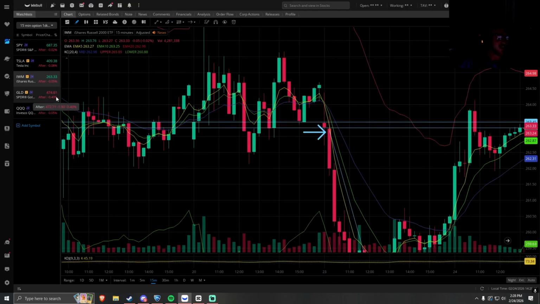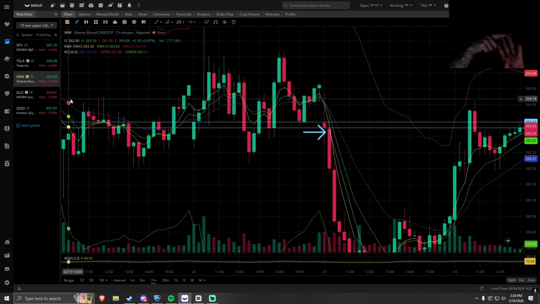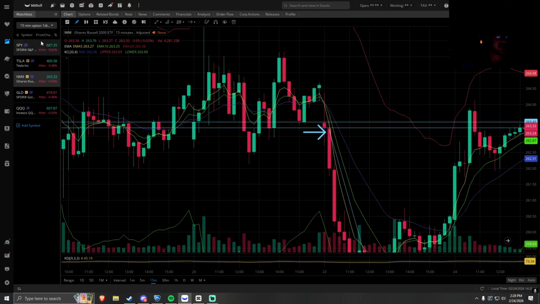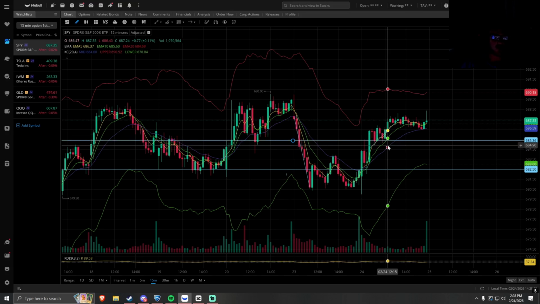But these are the 5 tickers that I trade this strategy with. It's SPY, Tesla, IWM, Gold, and QQQ. They're super reliable, and I like SPY the most. SPY always has so much volume.